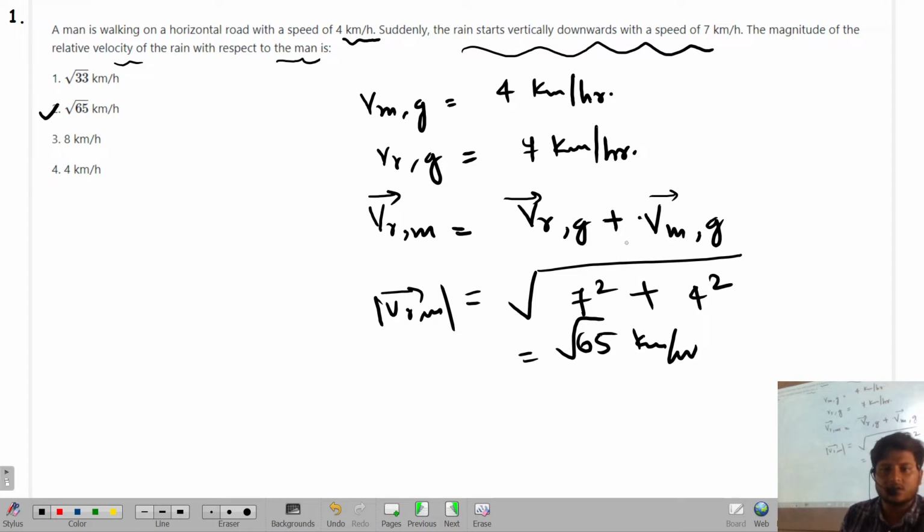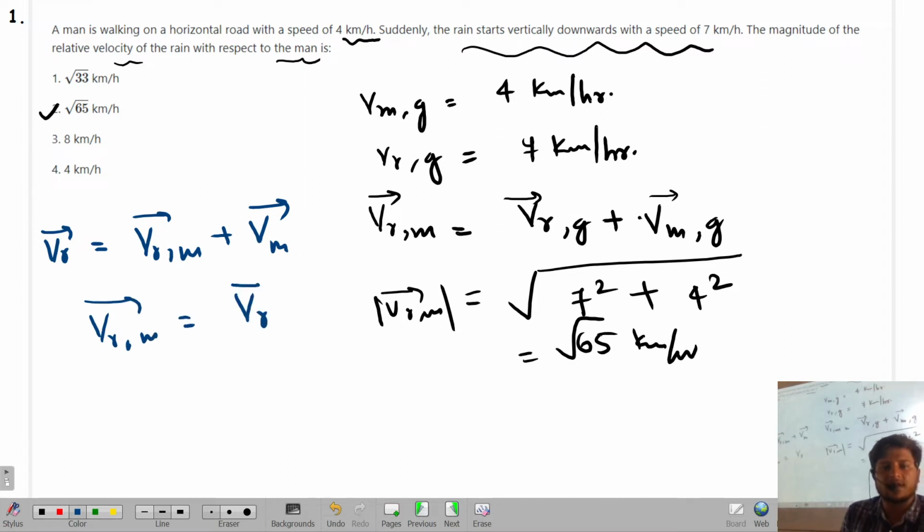One minute. I think there is a slight mistake over here. What is the equation? Velocity of rain is equal to velocity of rain with respect to man plus velocity of man. This is the equation. So velocity of rain with respect to man is nothing but velocity of rain minus velocity of man. So here it is a negative value, not the positive value. Got it or not? Are you able to get me? Okay. Can I move ahead? Okay. Moving to next question.